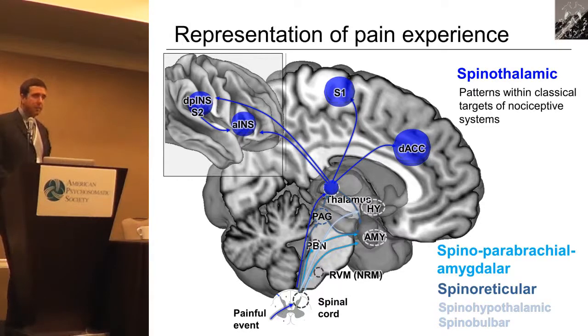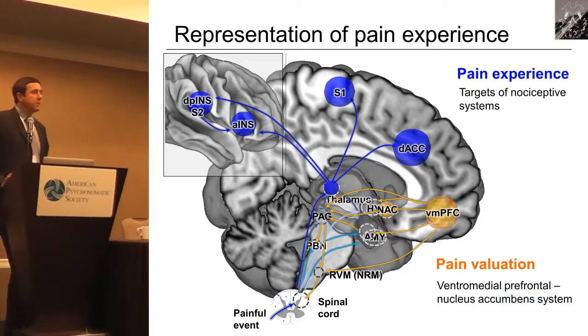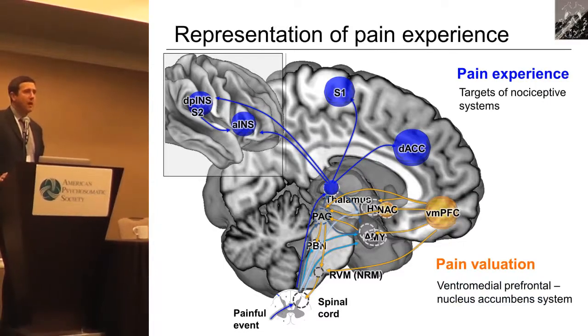There's a spinoreticular pathway, and all these are going to become important here soon, which projects directly to the PAG, the periaqueductal gray in the midbrain, my favorite area of the brain at the moment, and also spinohypothalamic and spinobulbar pathways. So there's lots of ascending pathways. I don't think that there's any one of these areas that receives nociceptive input that is not subject to descending modulation from higher forebrain areas.